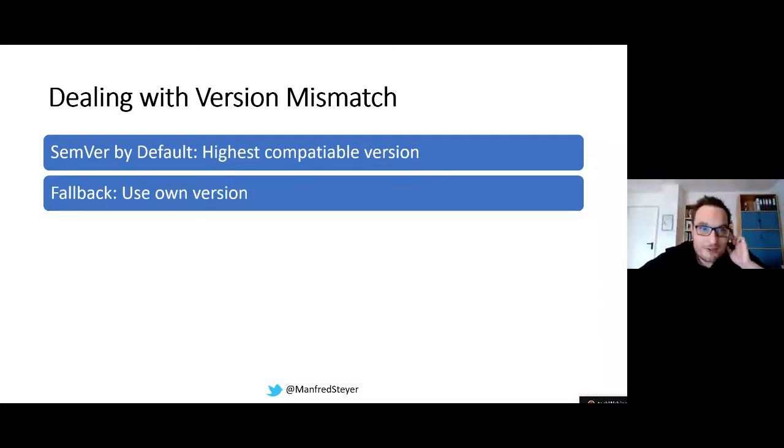If they are not compatible, each micro frontend can fall back to its own version. That means the shell has Angular 9, and the micro frontend comes with Angular 10. In this case, we will get both versions loaded into our application. The shell would use 9, and the micro frontend would fall back to version 10. This is the default behavior. You get this behavior without the need to configure anything.